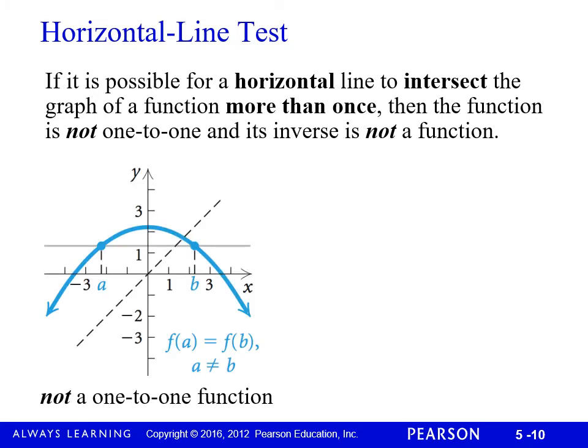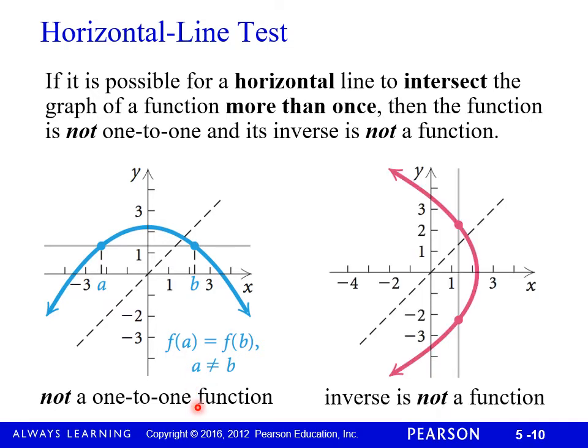Here we have a function because when we do the vertical line test, we see it only touches once. But notice that when we do a horizontal line, it touches in two different places. It touches more than once. So this is not a one-to-one function. It is a function, but it's not a one-to-one function.